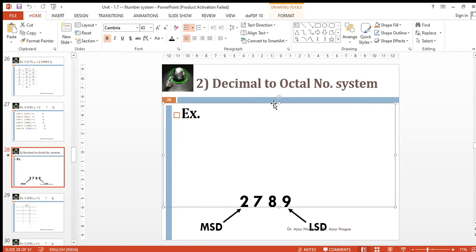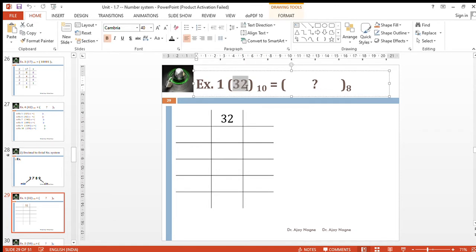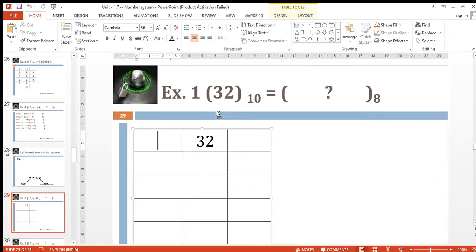While converting decimal to octal number system, again we have to make the mod operation, same which we have seen in the conversion from decimal to binary. Consider that this is the 32 decimal number, and we have to convert it into the octal number. Now we have to perform the mod operation on it.